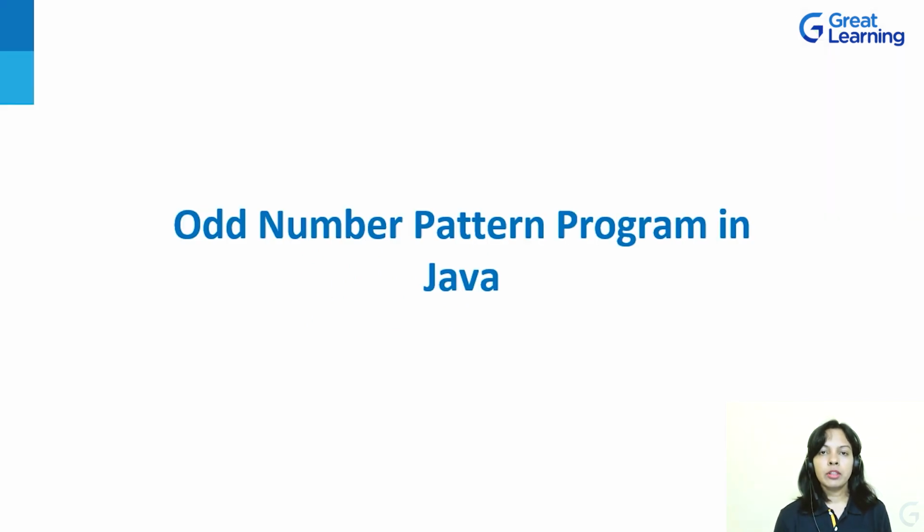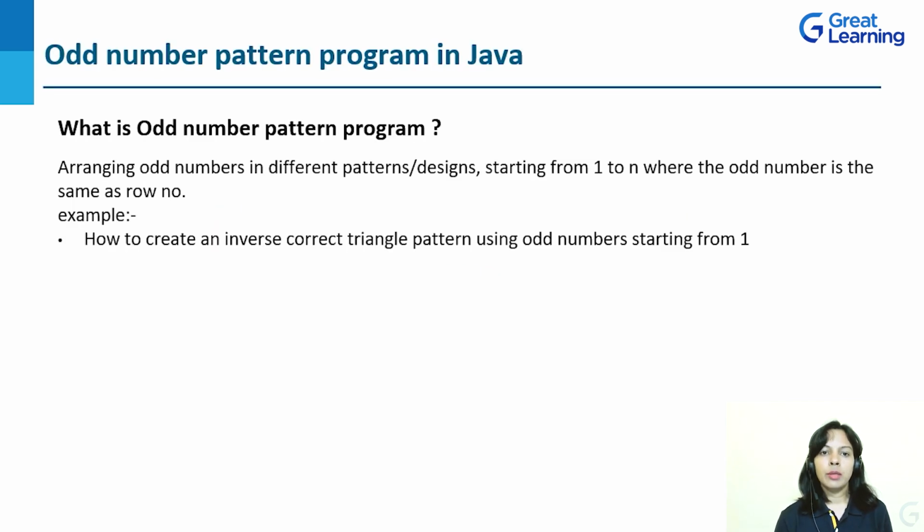Now let's talk about some patterns with respect to odd numbers. That is your odd number pattern program in Java. So what is an odd number first of all? The number which is not divisible by 2, right? So that's your odd numbers. So odd number is just selecting the odd numbers among all the natural numbers. So natural numbers start from 1, right? So starting from 1, among all the natural numbers, we have to select only the odd numbers and draw a certain pattern. Okay, that is your odd number pattern program.